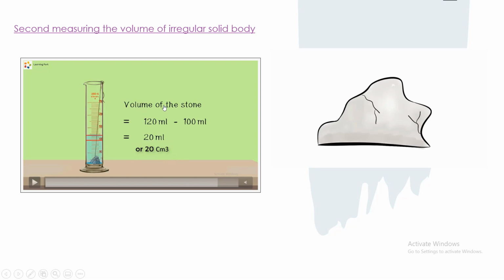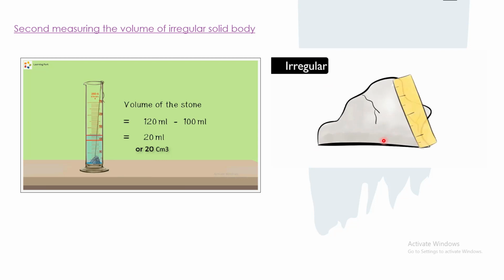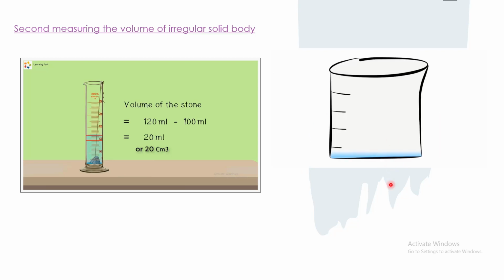So the volume of irregular solid bodies, we can find by using the graduated cylinder in this manner. Let's take a look at another example, which is this rock right here. We know that this rock is an irregular solid body, so we can't use the ruler to measure its volume. So we will use the graduated cylinder by filling it with some water and recording this level before putting the stone, and after putting the stone, the level of the water will rise up.